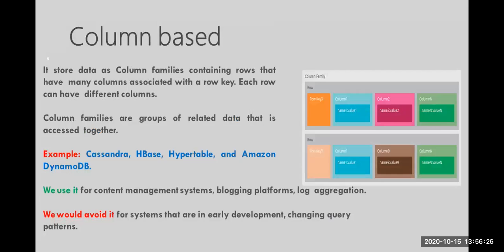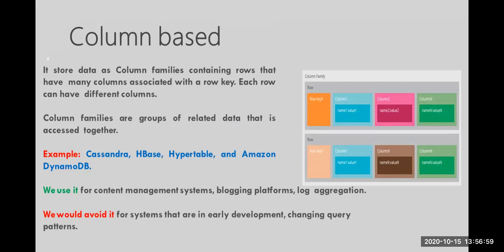The second type is column-based. It stores data as column families containing rows that have many columns associated with the row key. Each row can have different columns, like the column family. Given a row, a number of columns can be there, or given a column, a number of rows can be there. And column families are groups of related data that are accessed together.